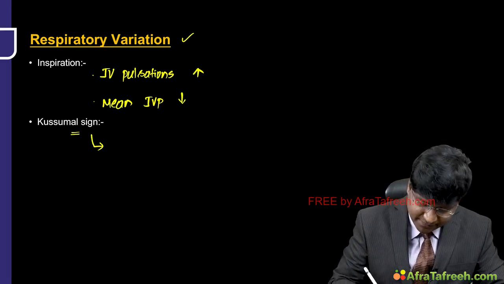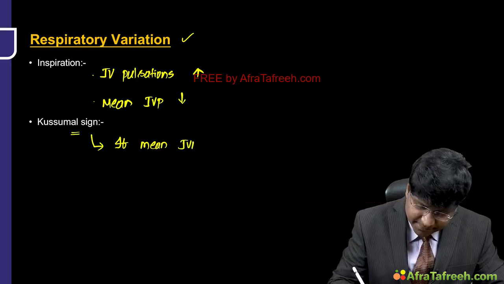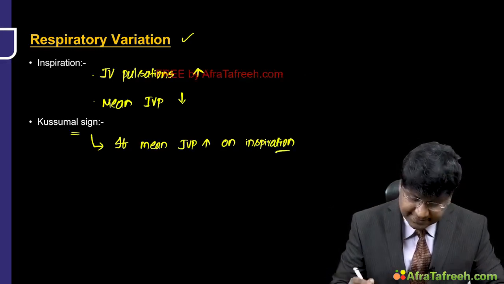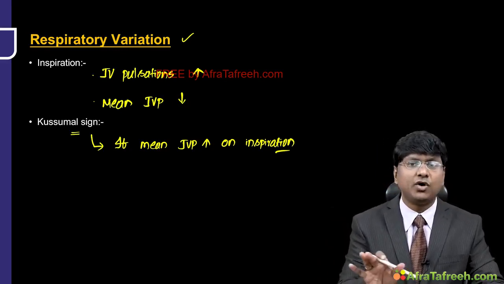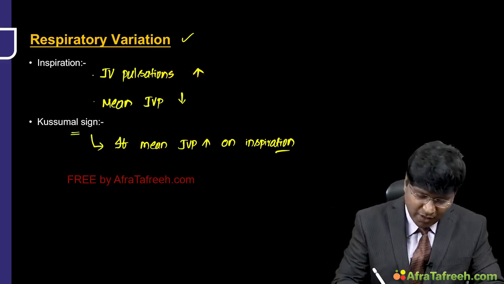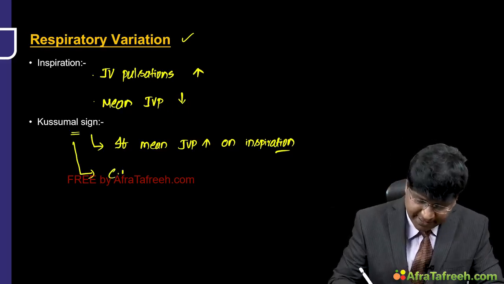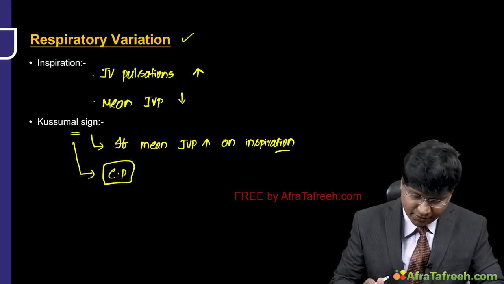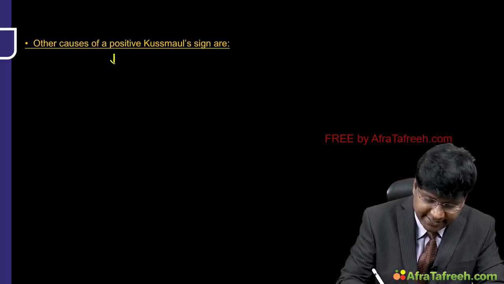So the Kussmaul sign is if the mean jugular venous pressure increases on inspiration, that we call the Kussmaul sign. It is exactly opposite to the normal phenomenon, right? And you come across this in multiple conditions, like constrictive pericarditis, which is one of the very important conditions, and many other conditions. Let me tell you all the conditions, and then I'll explain the mechanism of the Kussmaul sign as well.